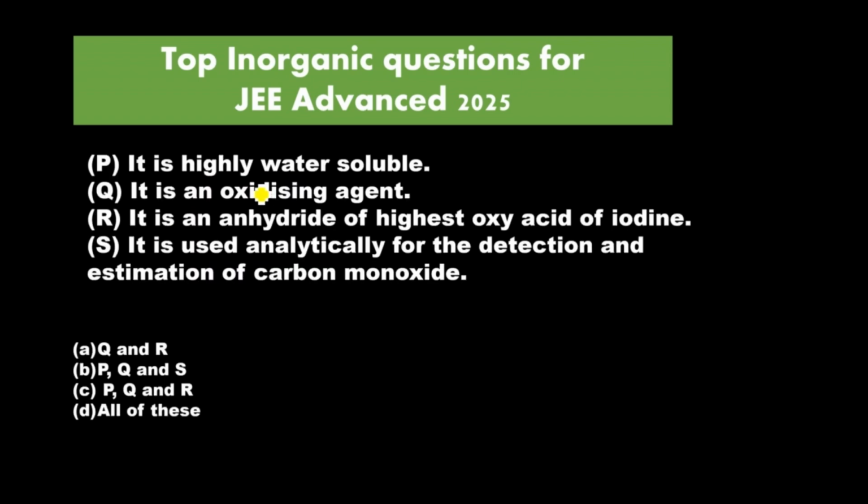We have to match this PQRS with I2O5. It is highly water soluble. Yes, it is highly water soluble, and it is an oxidizing agent. Of course, I is in the +5 oxidation state, which can go to below that state as well. And it is an anhydride of the highest oxy acid of iodine. That is also true. It is used analytically for the estimation of carbon monoxide. I2O5 plays an important role in analytical chemistry. So all 5 are true. All of these is your answer.